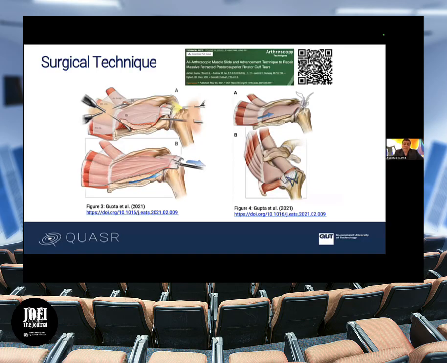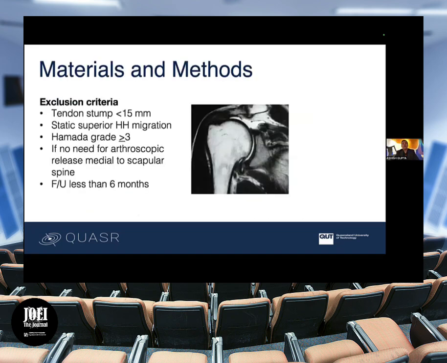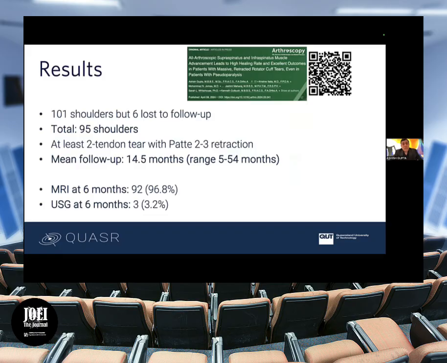The thing here is this is done all arthroscopically. So we basically detach the supra and infra from the bone, leaving the superficial fibers intact. And this gives us a 5 centimeter excursion of the tendon so that you don't actually need a patch or a graft to augment this. So this is the paper which we published a while ago.